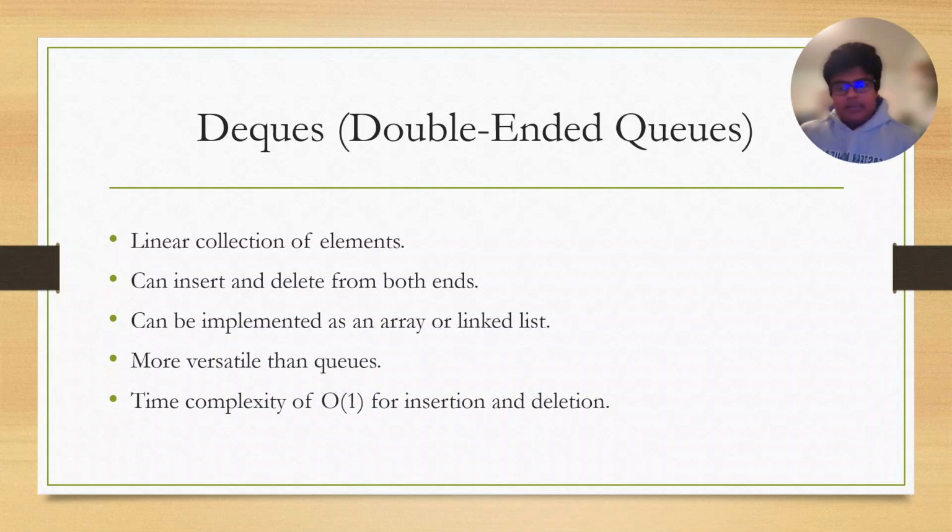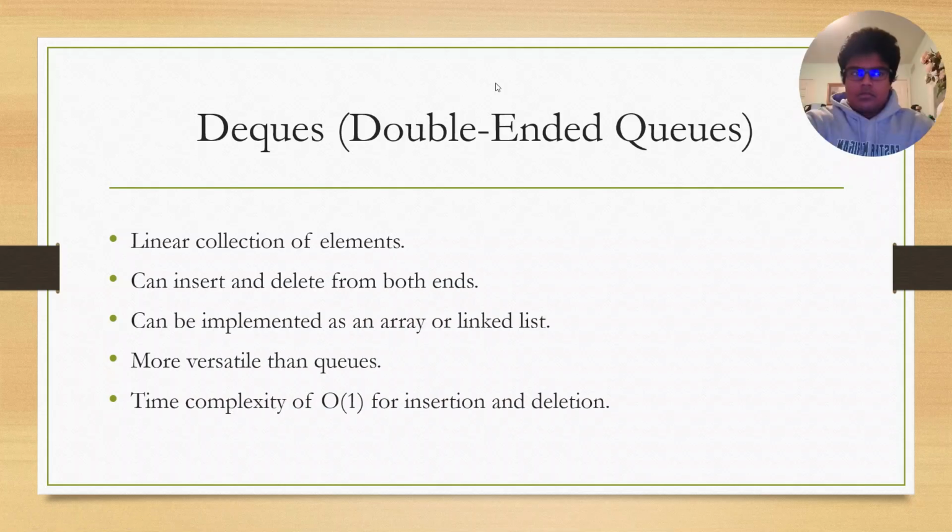And finally, the time complexity for insertion and deletion of DQs is big O of 1. So that is basically a summary of all the basic features of a DQ. And now let's look at the data structure itself.